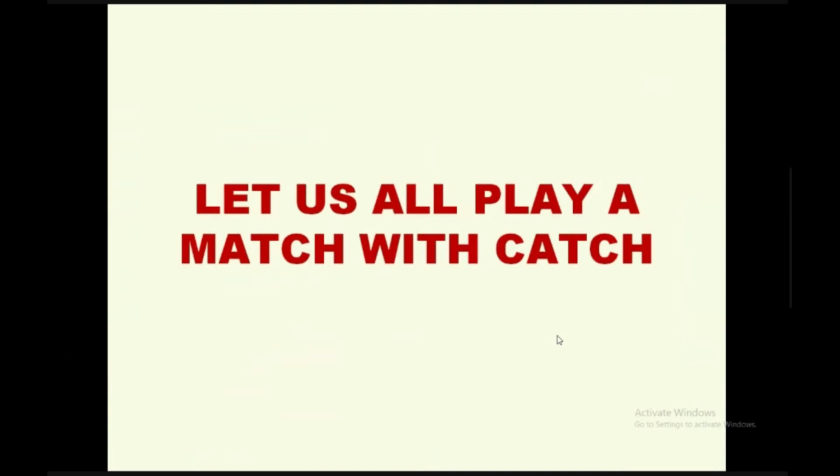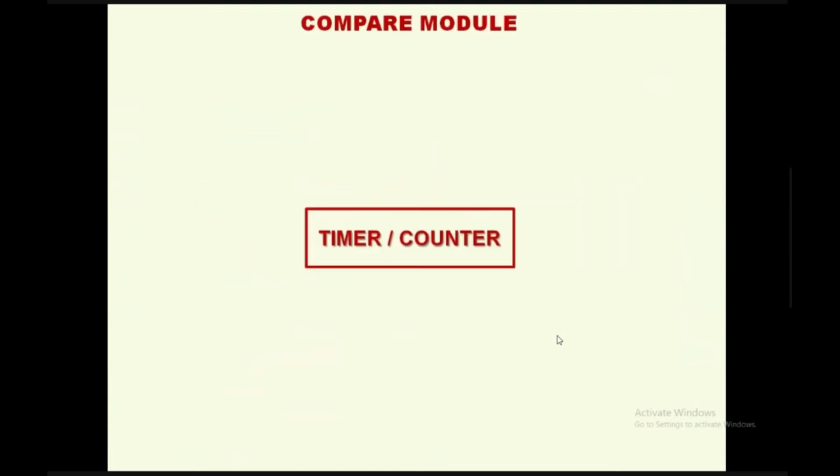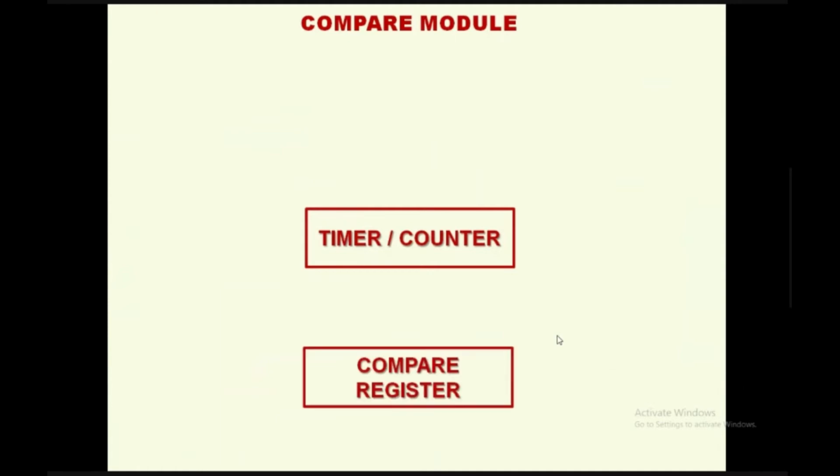So let us all play a match with a catch. Okay, let us assume there is a timer or counter which starts from 0, goes up to 255 if it is an 8-bit timer, starts from 0, goes up to 65,536 if it is a 16-bit timer, and starts from 0, goes up to 4.29 billion if it is a 32-bit timer. Let us assume there is one more register called compare register.